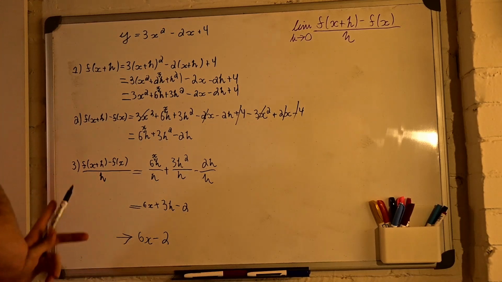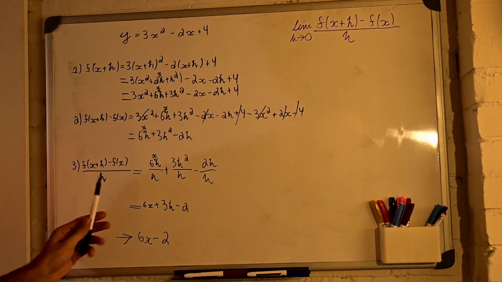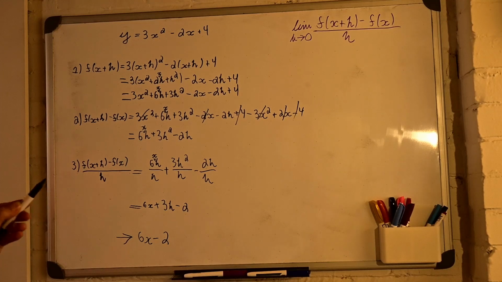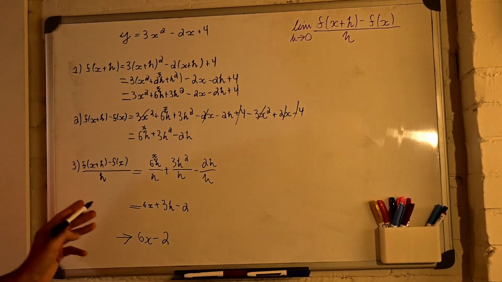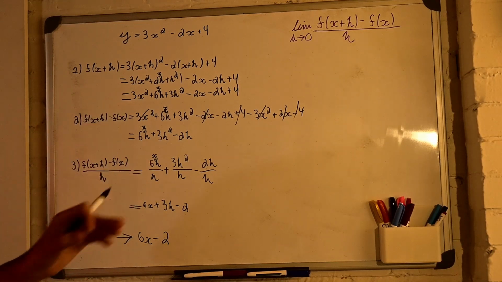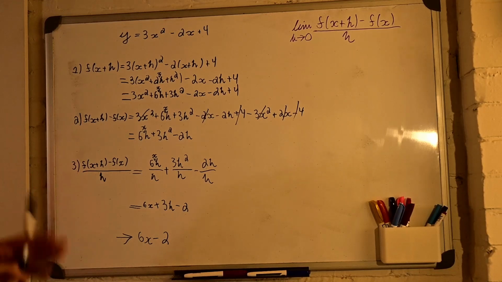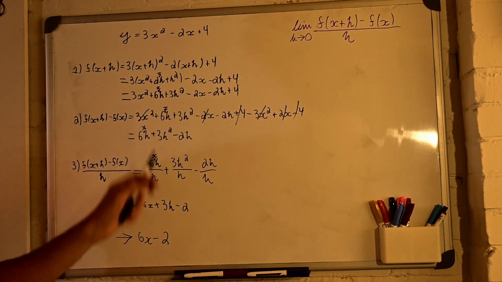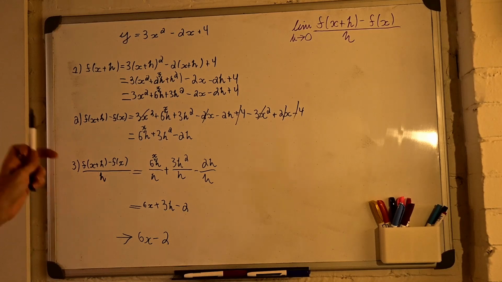And so at this point, all your terms should have h. If you have a term without h, then that probably means you did something wrong. So go back, double check your math. You might have just made a mistake somewhere. You should have h in all of them. So that's the end of step 2.